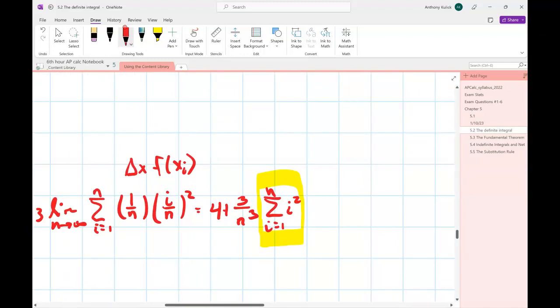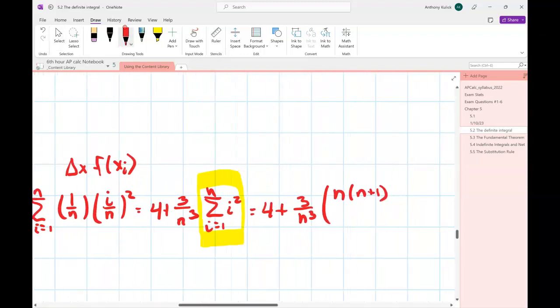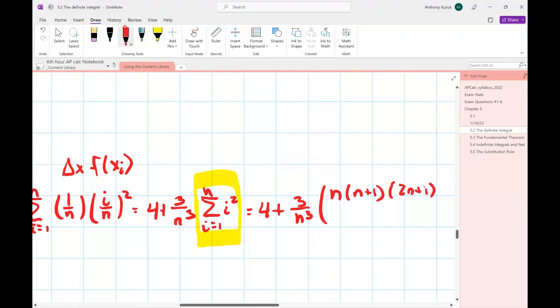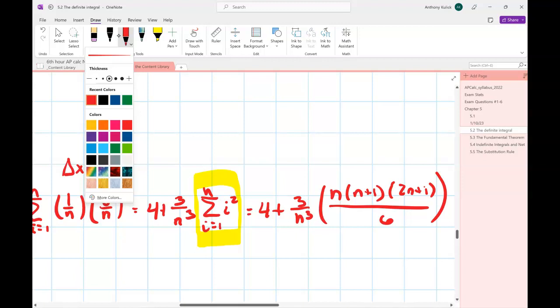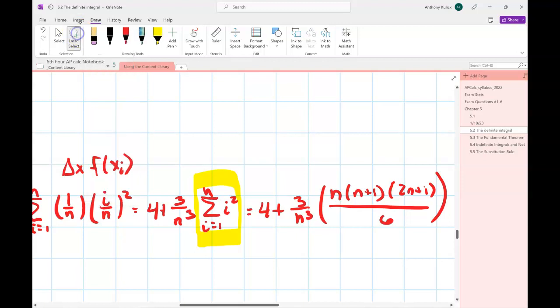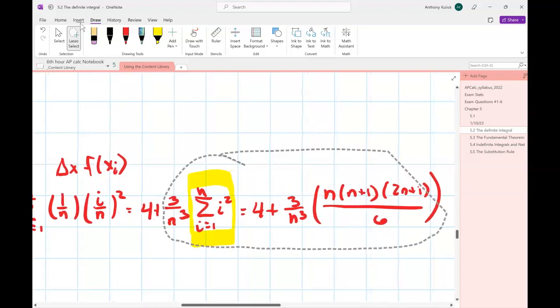The sum from 1 to n of i squared is something we have a formula for. If you go back and look, it is n times n plus 1 times 2n plus 1 all over 6. Oops, what did I forget here along the way someplace? Yeah, forgot a couple of limits here.